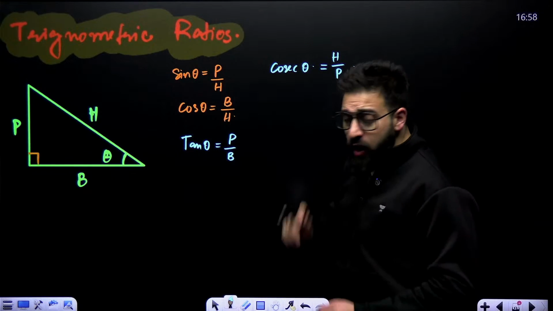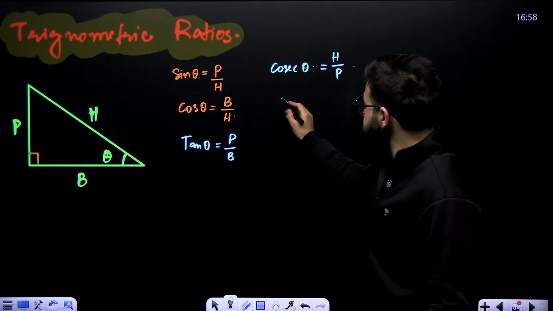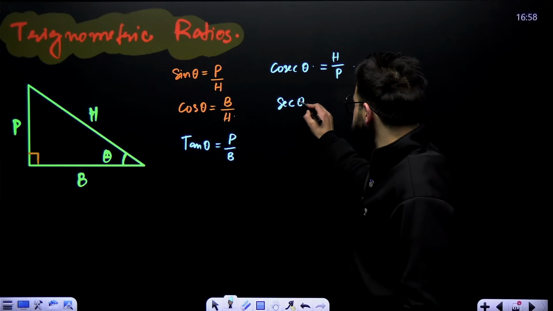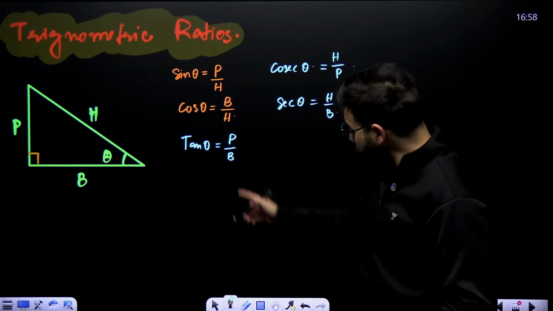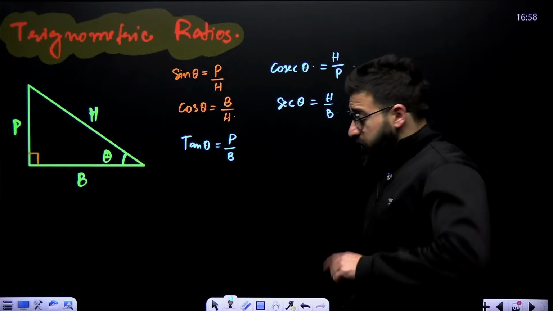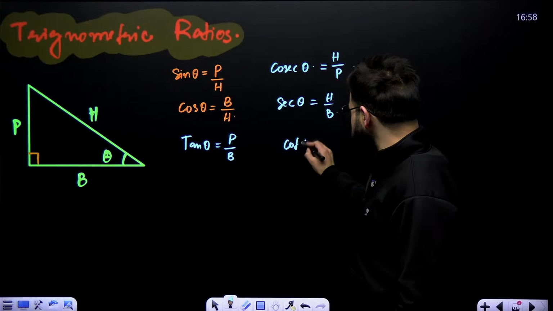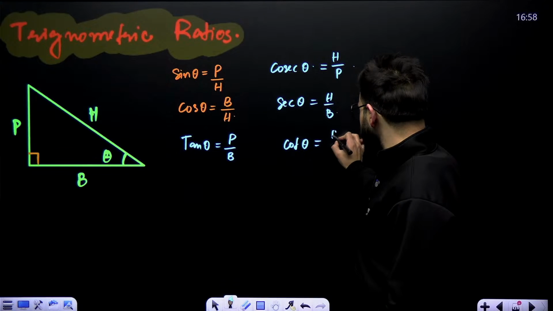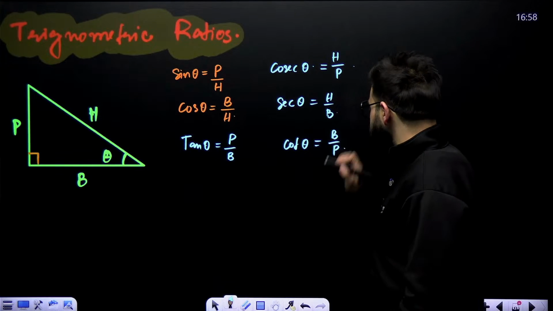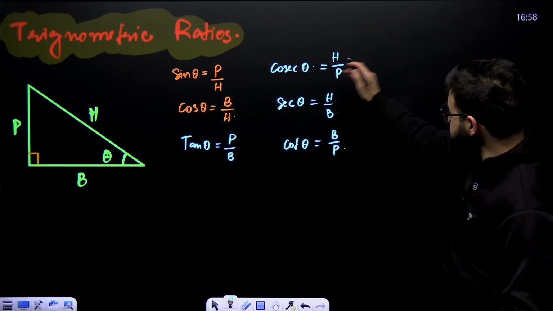Then you have cos theta. The opposite of this is sec theta, so sec theta is simply hypotenuse upon base. Then you have tan over here, so the other one is cot theta. Cot theta is just the reciprocal of this, that is base by perpendicular.